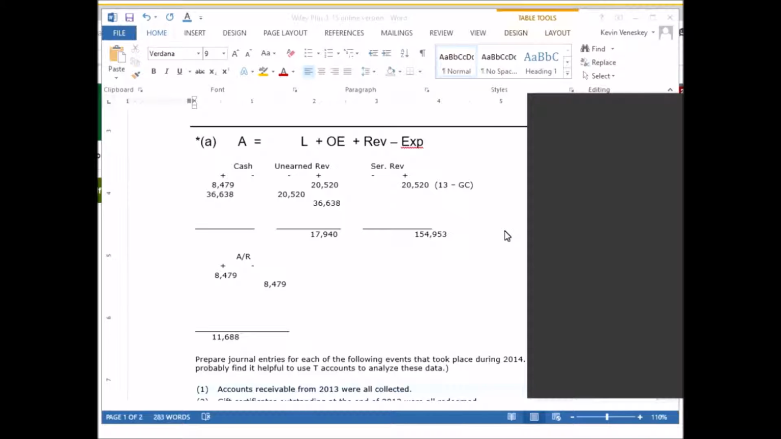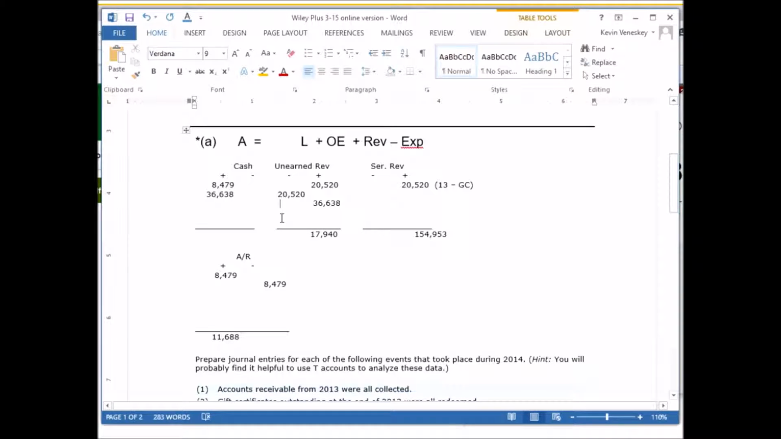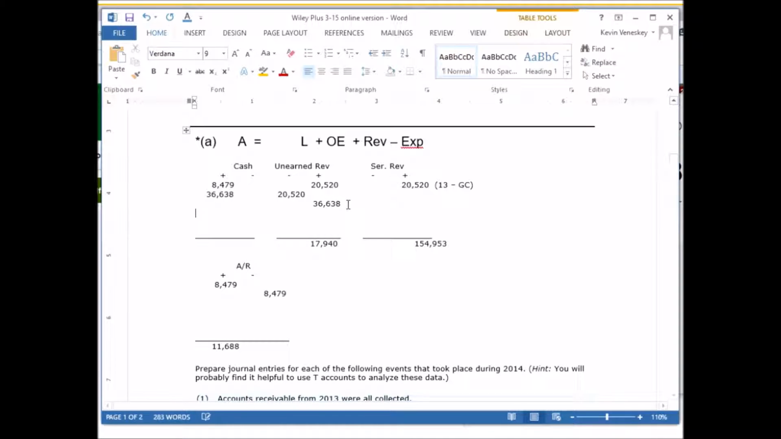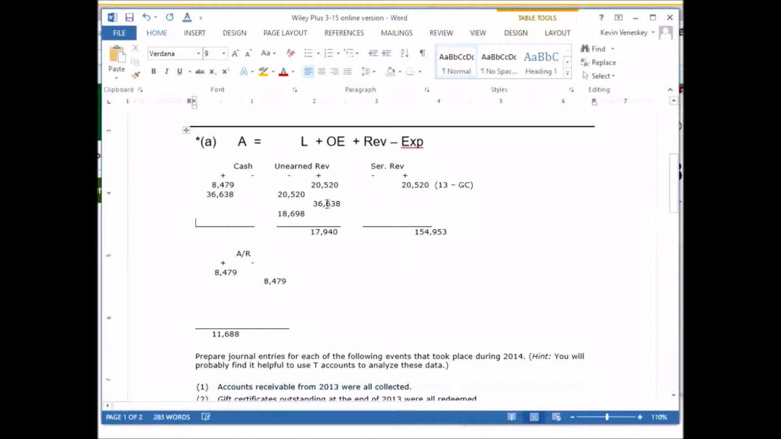So I'm going to bring up the calculator. Probably won't be able to see it, but you can type this in as we go. $36,638 less what we still have remaining, $17,940, shows me that $18,698 in gift cards has now been used, or redeemed. If I take the 36 minus the 18, I will get what I should have, the 17,940.